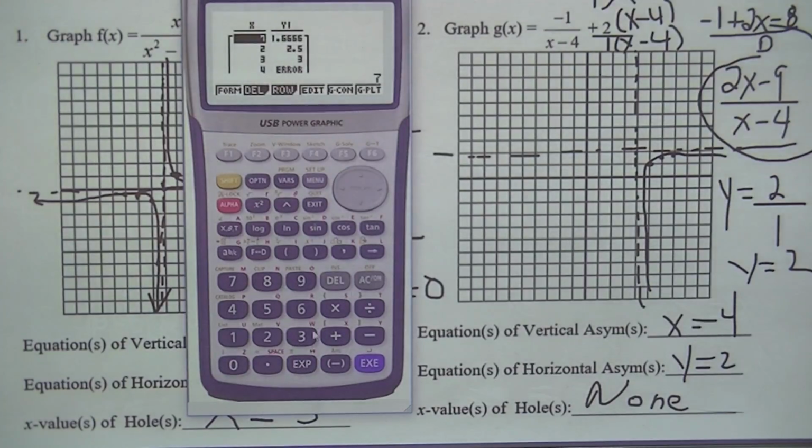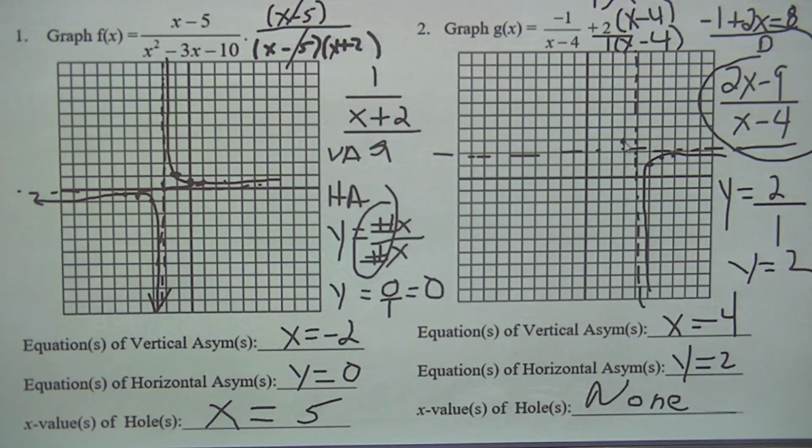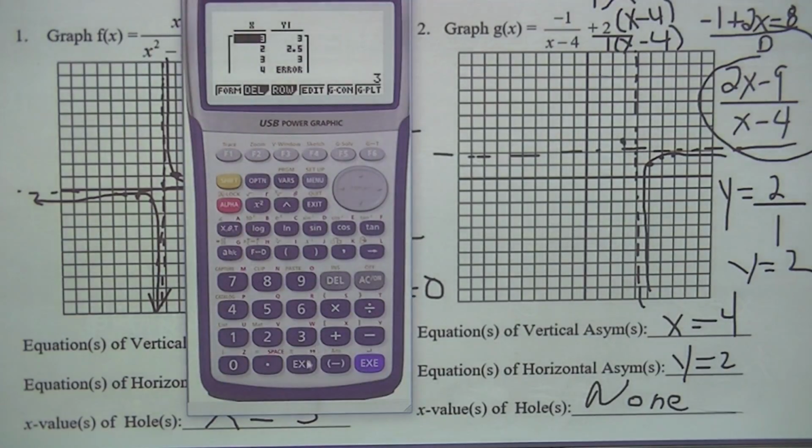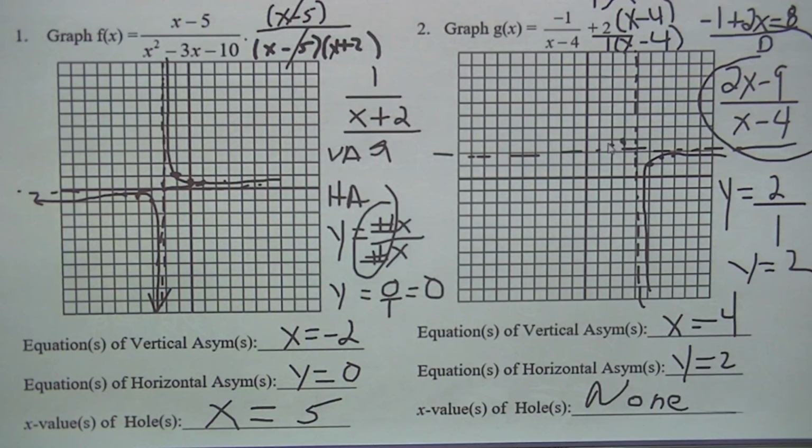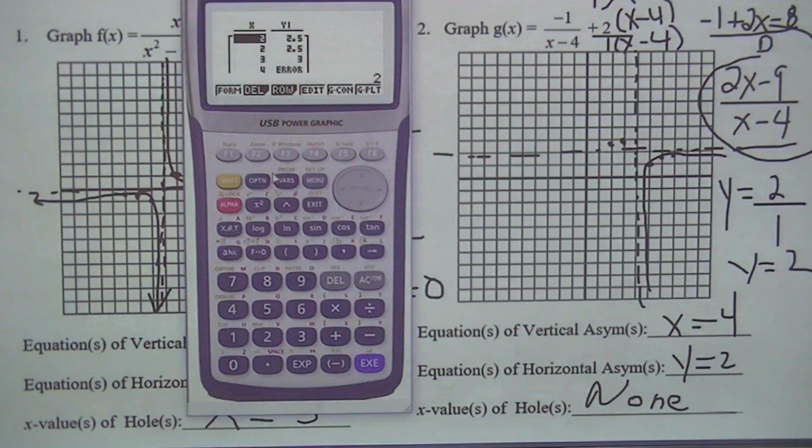I'm going to go the other way. I'm going to do 3. It's going to be 3. It's going to be 2. It's going to be 1.